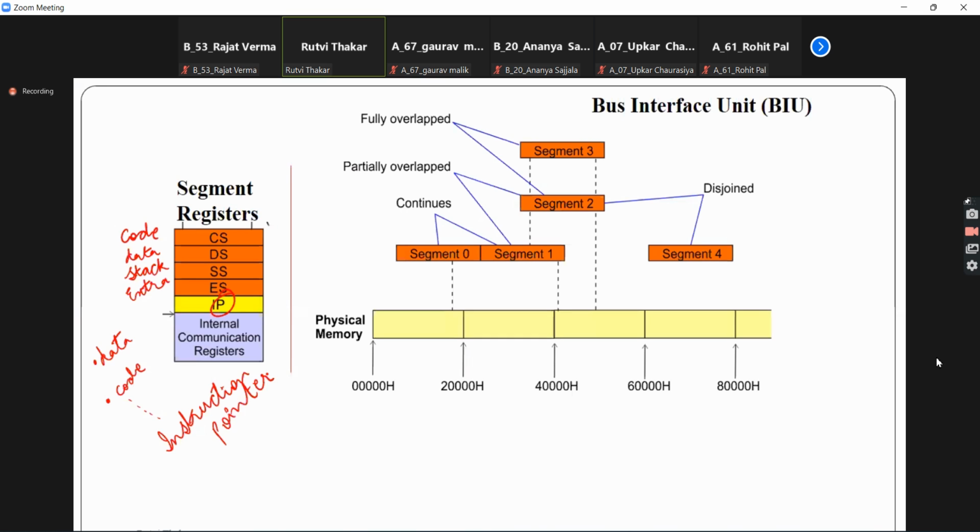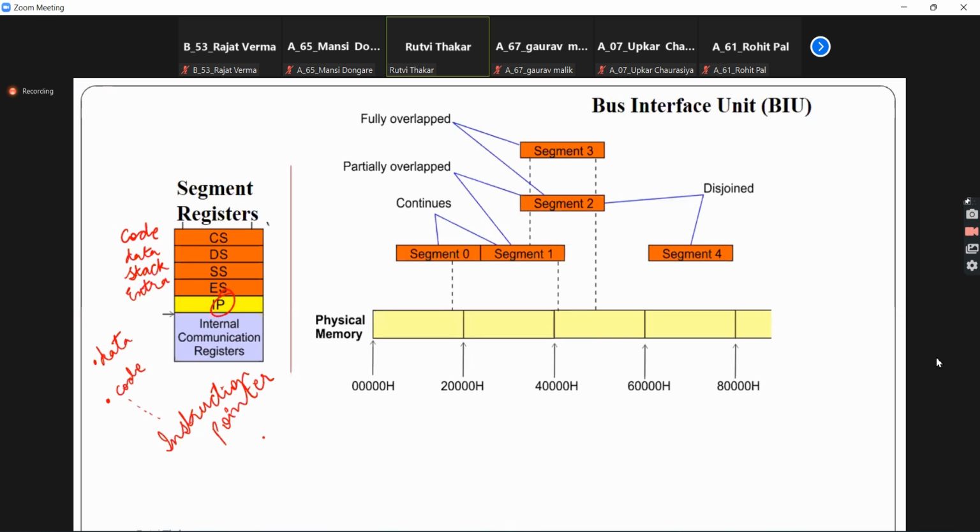Any diploma student who has studied 8085? Yes, miss, we have studied, but not 8085. We studied 8051. Okay, that is also fine. Microcontroller. So in 8051 or 8085, you might have heard about program counter. Yes, ma'am. Okay, that program counter is nothing but instruction pointer in 8086.